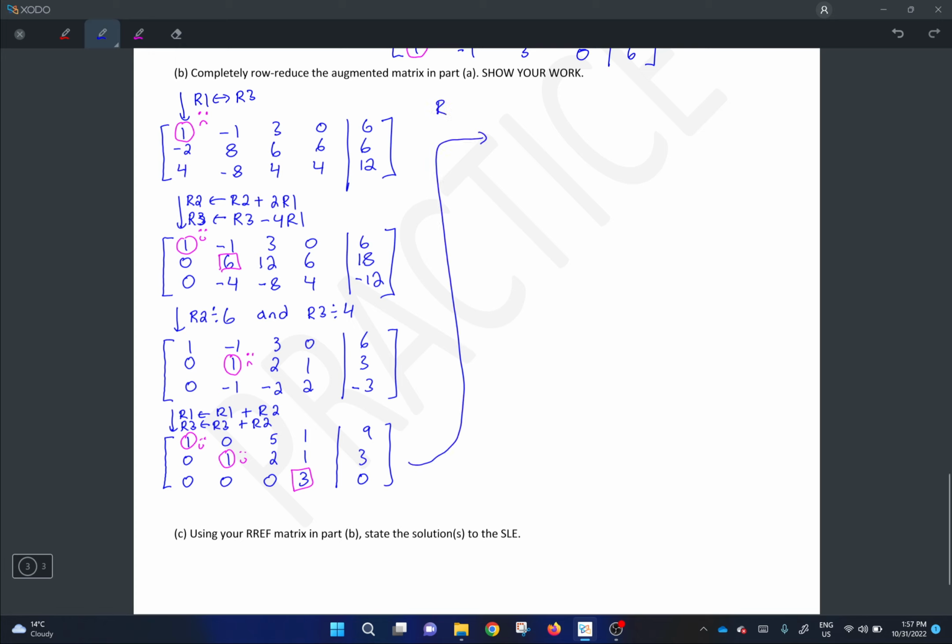So I'm going to take row 3 and divide by 3. So 1, 0, 5, 1, 9, 0, 1, 2, 1, 3, 0, 0, 0, 1, and then 0 divided by 3 is still 0.